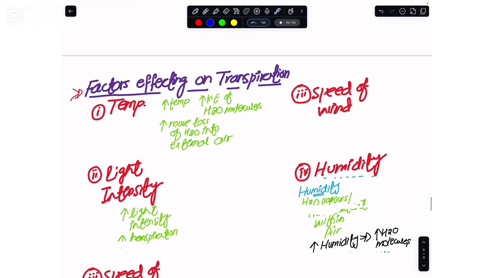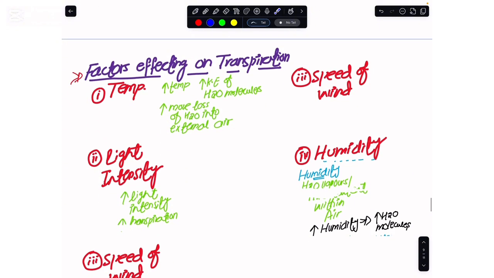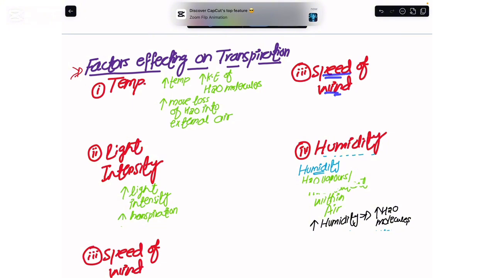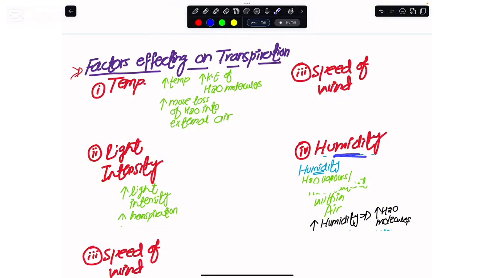Now, let me quickly tell you the factors that affect transpiration: the temperature, the light intensity, the speed of the wind, and the humidity. The idea is that the more temperature we have, the more kinetic energy the water molecules in the air spaces of the spongy mesophyll cells have, and they tend to move out into the external environment through the stomata quickly.